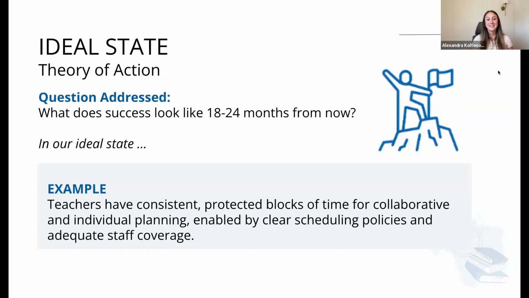The next piece is ideal state. What does success look like 18 to 24 months from now? This is the work that you already did as a district that you're going to be able to just copy over into this. The prompt is "in our ideal state, XYZ." In the example, teachers have consistent protected blocks of time for collaborative and individual planning, enabled by clear scheduling policies and adequate staff coverage. So you can see how it's continuing on and telling the story: this is what we identified, this is the root cause we saw, this is where we want to be.